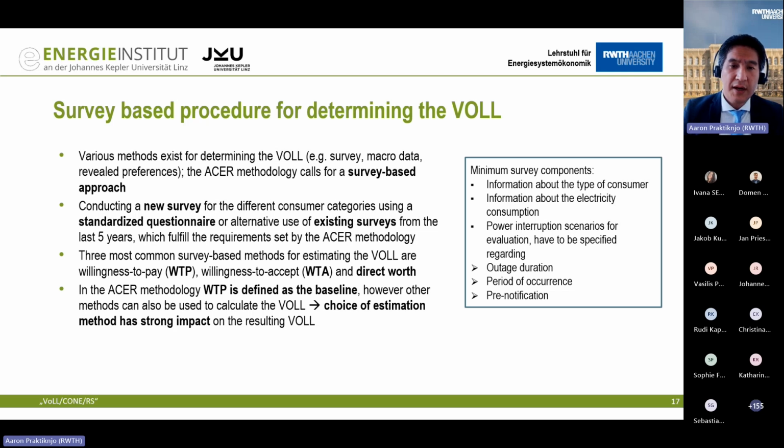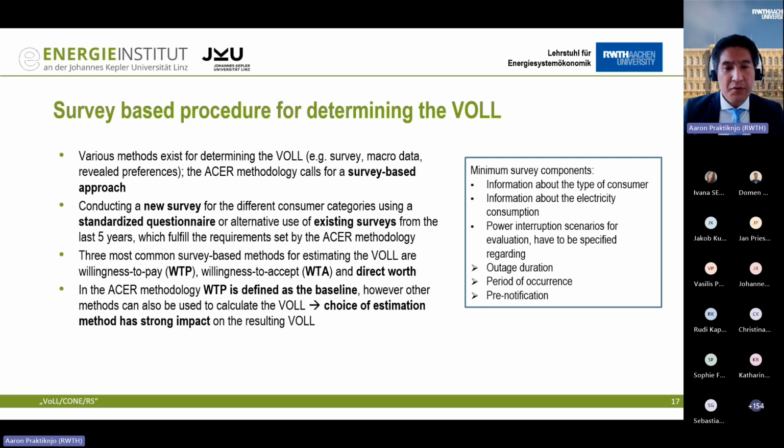Then power interruption scenarios for the evaluations have to be specified regarding the outage duration. Of course, the value of lost load or the economic damage would be different if the duration would last an hour or if it would last, let's say, 4 hours. Then the period of occurrence: it might be a different story if electricity is unsupplied in the middle of the day or in the middle of the night. As this might have a strong impact, the period of occurrence needs to be included in the survey.